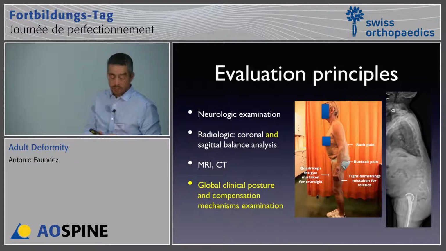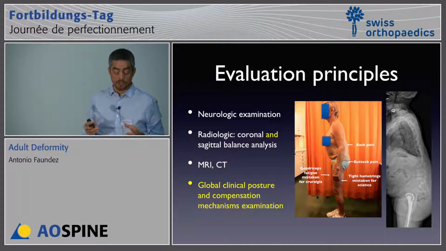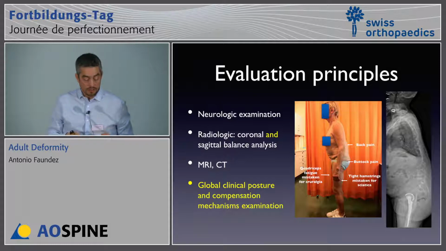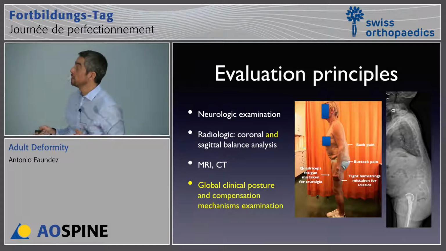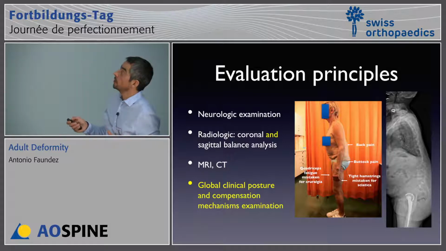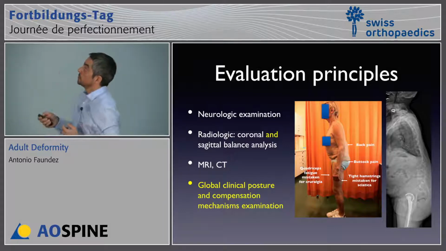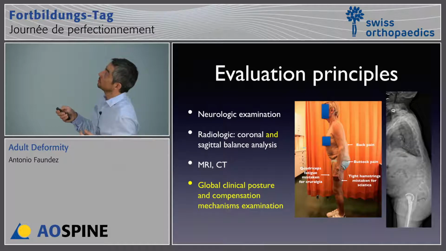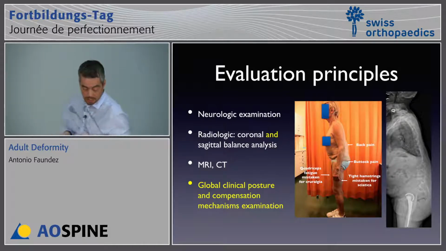Evaluation principles are, as I said, neurologic examination. You do have to ask for radiologic exams and analyze not only the coronal but the sagittal plane in these patients. MRI and CT, of course, for neural elements and also the quality of the musculature. And clinically, it's really very important, like in this case, to analyze your patient's posture and compensation mechanisms. For example, this patient here has kyphotic deformity after isolated laminectomy. But as you can see, she has very strong musculature in the thoracic spine, and she can compensate.